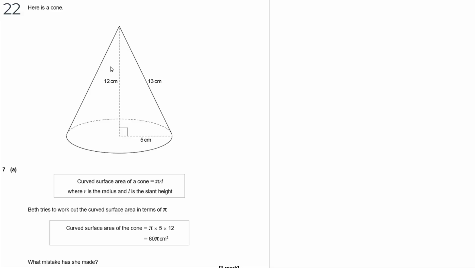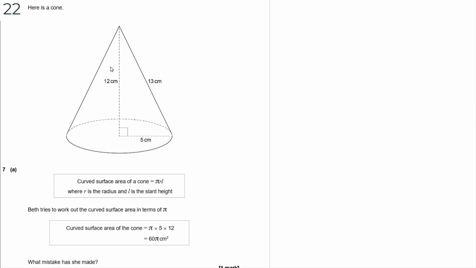And here is a cone. And we know that the curved surface area of a cone is pi r L, where r is the radius and L is the slant height. And Beth tries to work out the curved surface area in terms of pi, and she's written down pi times 5 times 12, which is 60 pi centimeters squared. What mistake has she made?